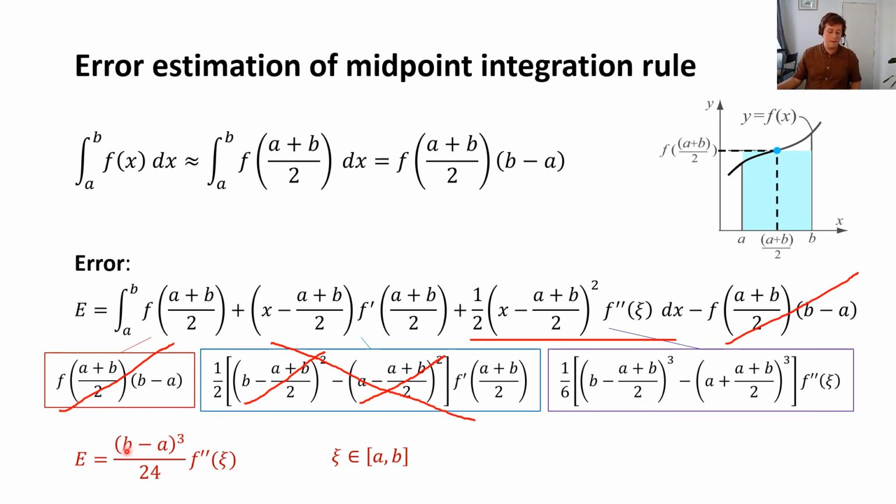Yeah, that is basically what this formula is saying. So if b minus a gets bigger and bigger, well, this error will get bigger and bigger. So you should be cautious about applying the midpoint rule as a standard integration rule to integration where the interval is quite large.